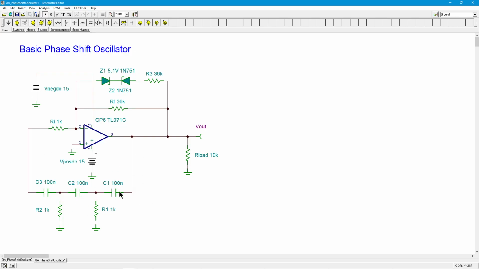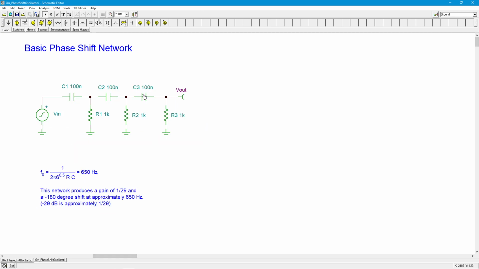So notice I've labeled these as C1, R1, C2, R2, C3. There would have been an R3 here, but it turns out we don't need an R3 because we have Ri. How does that work? Well, normally you would have R3 out here. In other words, this one, right? Here's the cap, and there's R3, and there's the output we're interested in. Okay.